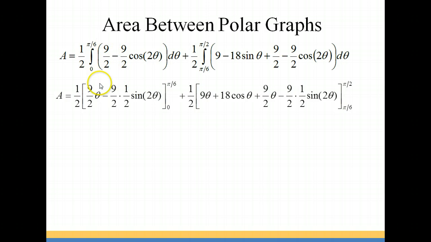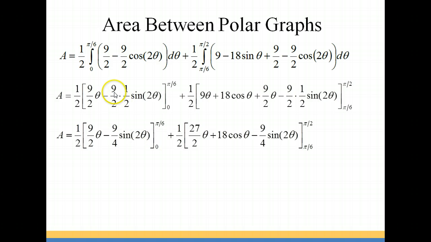So we have 9/2 becomes 9/2 theta. For the cosine of 2 theta, we make an adjustment of 1/2, and the integral of the cosine is the sine. So we have the sine of 2 theta. And then for this one, we have 9 theta. When we integrate 9, the integral of the sine is a negative cosine, so we had to change our sign here. And then we have 9/2 theta minus 9/2, and again that adjustment of 1/2 because we have twice the angle, and then we have the sine of 2 theta.